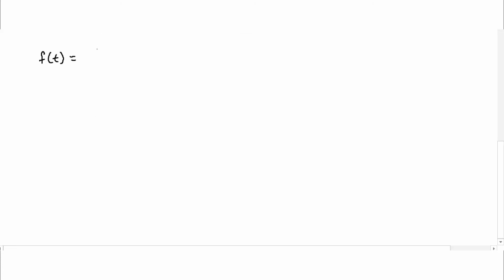f of t is equal to 1 by 2. If you try to multiply it, you are getting e power of at sin of at minus e power of minus at into sin of at.